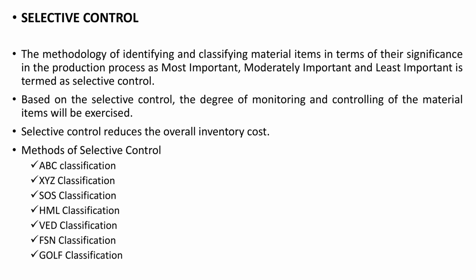The methods of selective control are ABC classification, XYZ classification, SOS classification, HML classification, VED classification, FSN classification, and GOLF classification. Now we will look into each one of these methods of classification in selective control in detail.